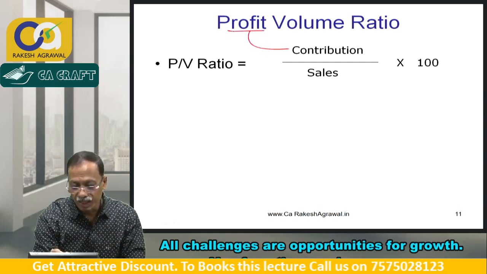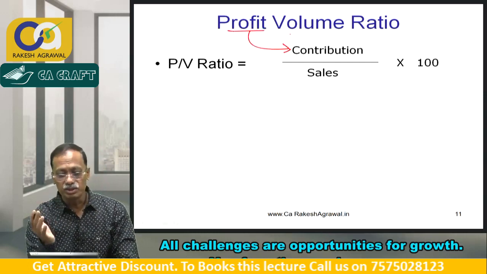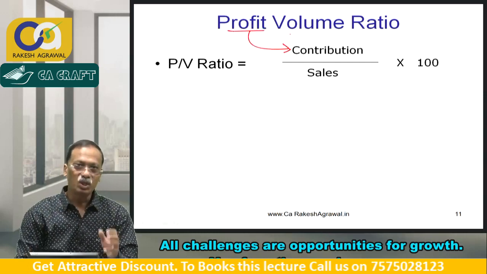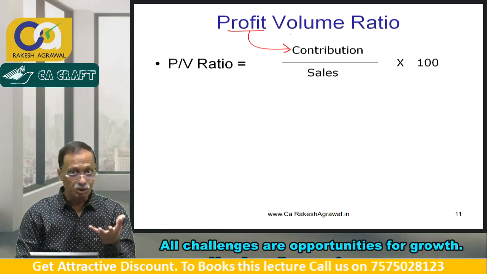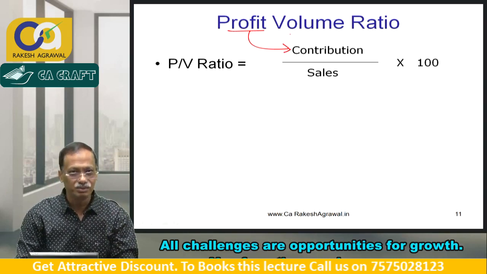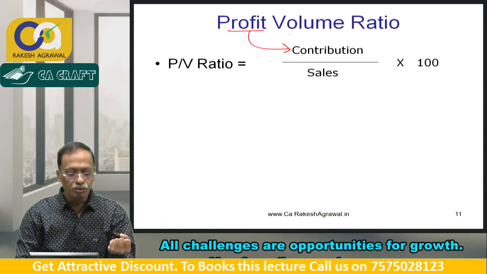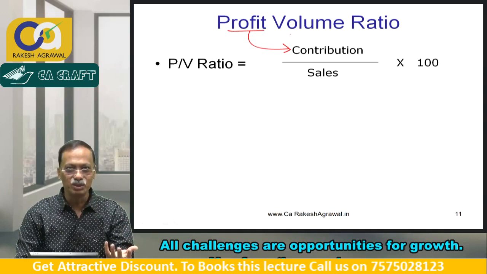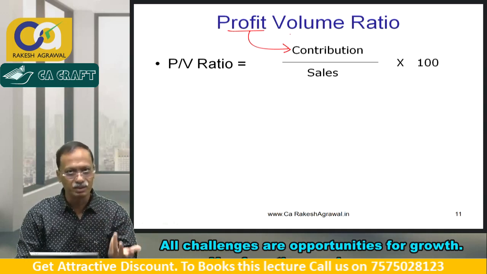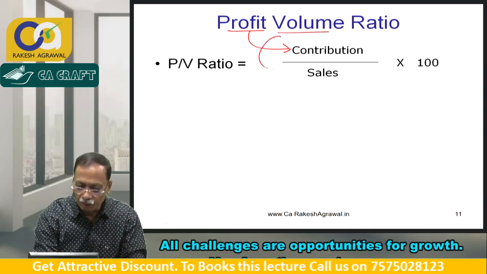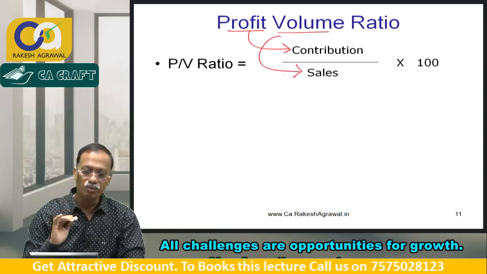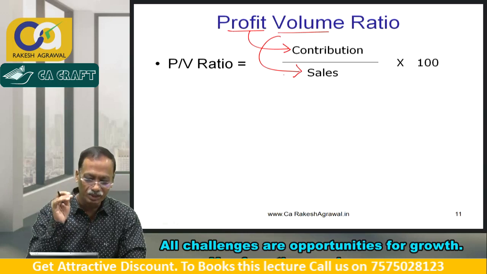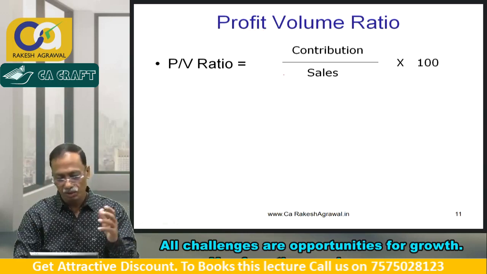The word profit is used as a substitute for contribution. Actually, contribution is as good as gross profit in marginal costing, because contribution contributes towards recovery of fixed cost and profit. So the word profit is used as a substitute for contribution because it is similar to gross profit, and volume means sales volume, and therefore the name has become profit volume ratio, right? Really speaking, it is contribution to sales ratio, that is PV ratio.